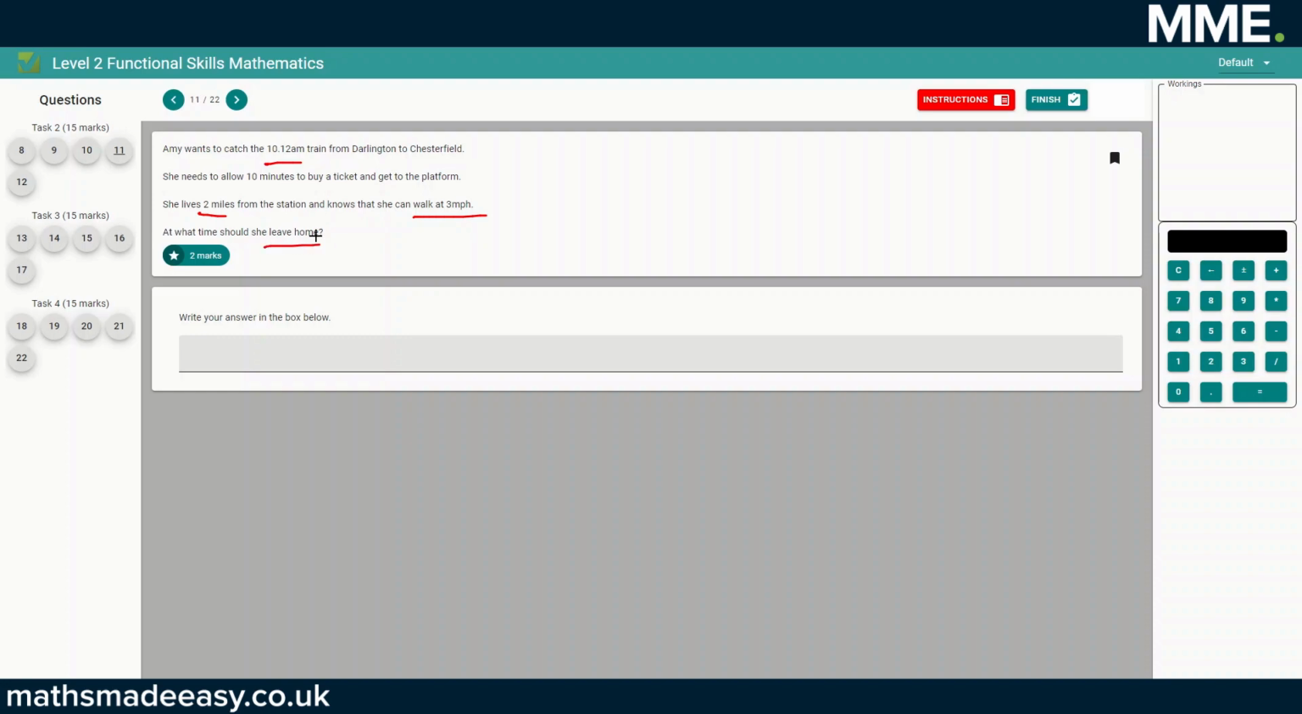For these sorts of questions, it's often a good idea to sketch a timeline. So we're going to say she starts off at the house, walks to the station, then has to get to the platform before boarding the train at 10:12. So we can write the times on and work backwards. We know she has to be at the platform no later than 12 minutes past 10 to catch the train. So that's what we write there.